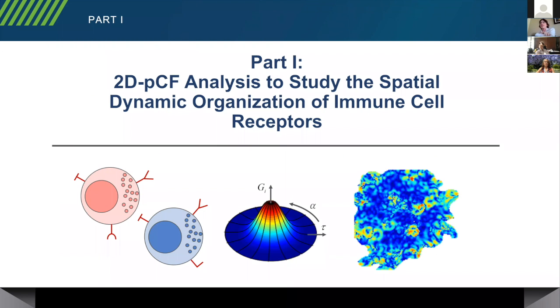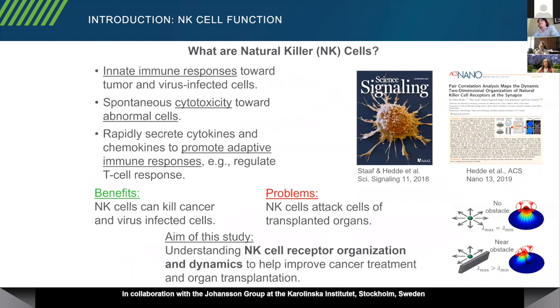So with that in mind, the first part of my talk is going to be about using the two-dimensional pair correlation functional analysis to study the spatial dynamic organization of immune cell receptors. And the immune cell we will be investigating is the natural killer cell, or NK cell.